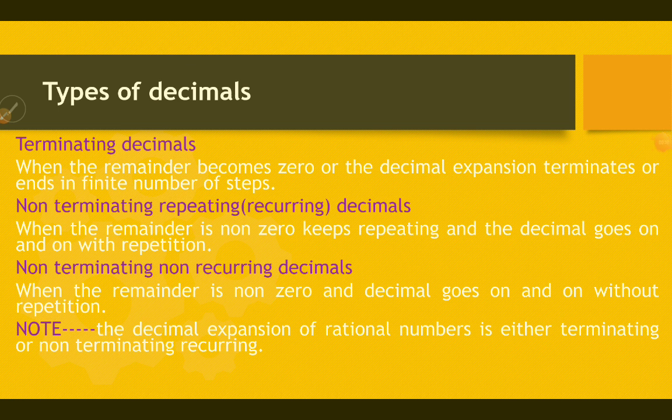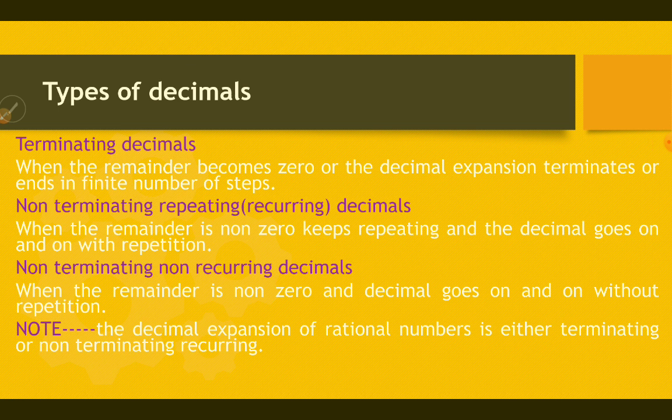Non-terminating, repeating or recurring decimals: when the remainder is non-zero, it keeps on repeating and the decimal goes on and on with repetition. Those types of decimals are known as non-terminating, repeating or recurring decimals.